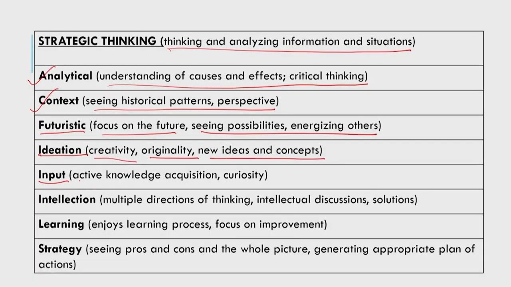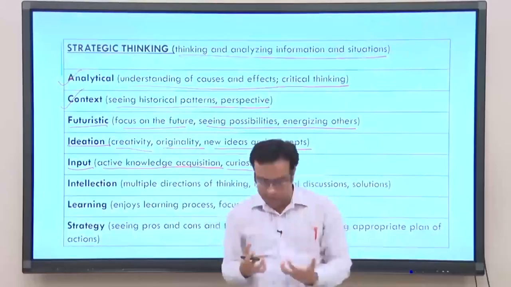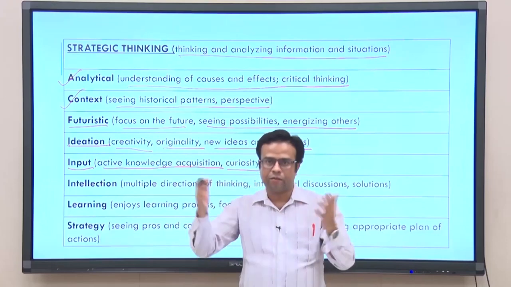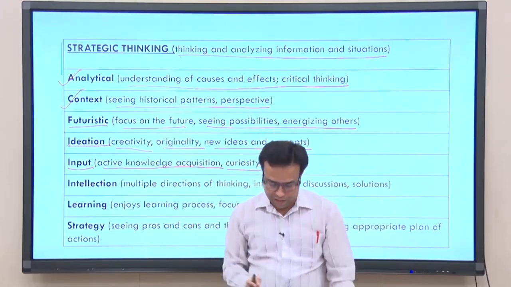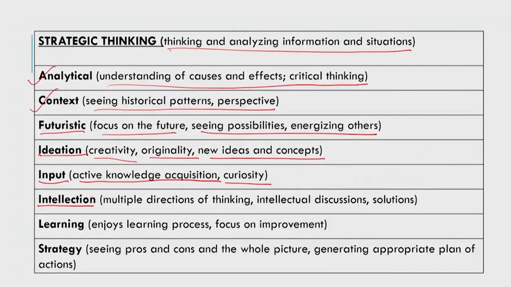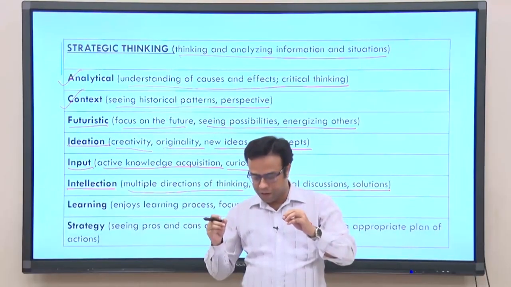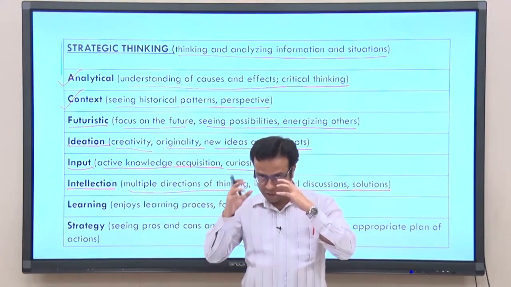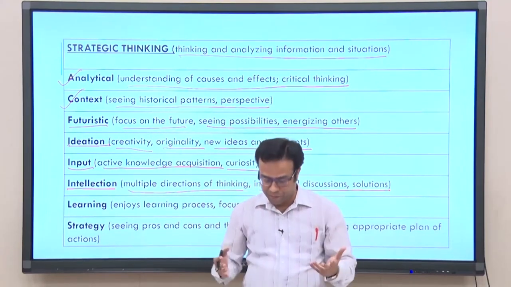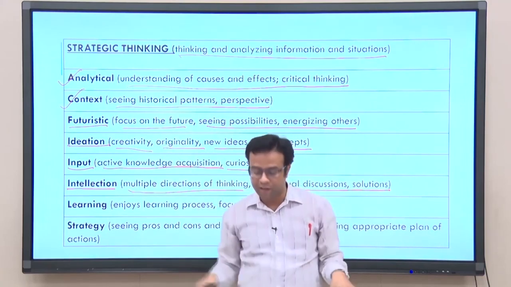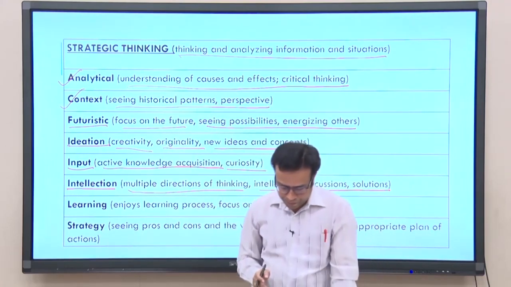Input is about active knowledge acquisition, curiosity. Input is about being curious and acquiring new knowledge, which may help in strategic thinking. Intellection is about multiple directions of thinking, intellectual discussions and solutions. This is more about intellectual abilities of processing information, intellectual discussions, finding a solution from different perspectives, multiple directions of thinking. So, these are all related to intellection.